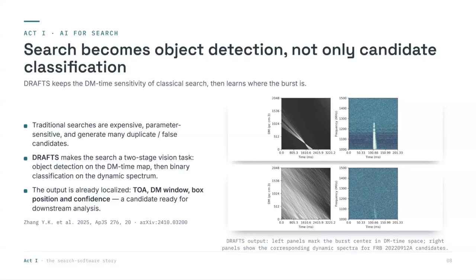Each classical step can create extra cost. RFI cleaning can create artifacts, and the dispersion is expensive. Matched filtering repeats many calculations, and the same burst can appear many times at nearby DMs. And the final candidates still need a lot of human checking. So we created DRAFTS. We treat FRB search as a computer vision task. The model looks for the bow-tie structure in the DM-time map, and then a classifier checks the dynamic spectrum. This gives an efficient end-to-end pipeline, and I will describe it in detail later.